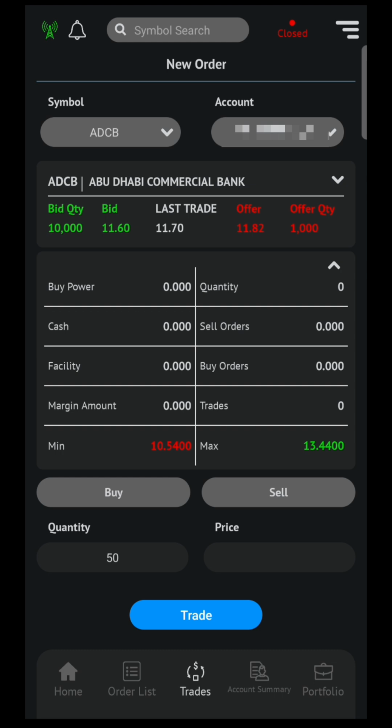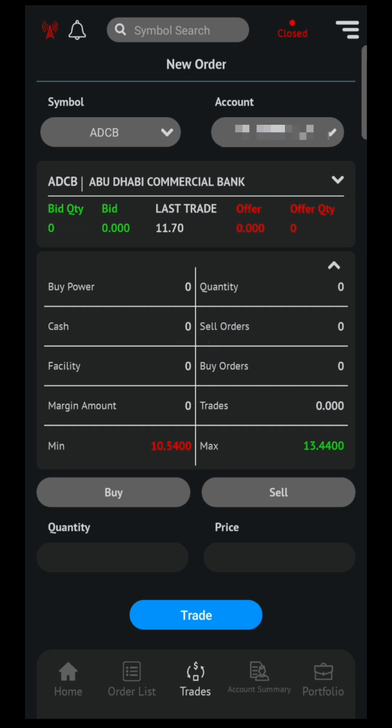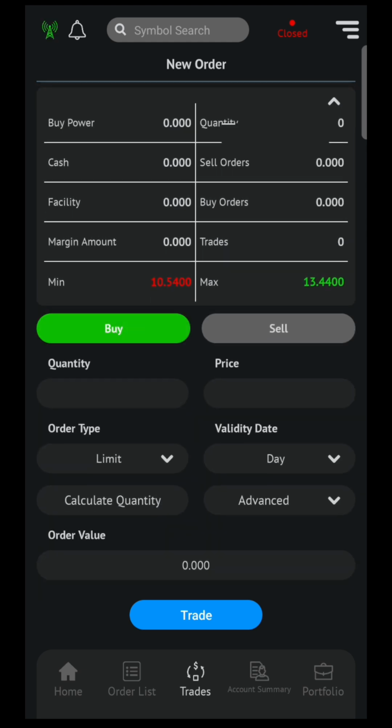See, for example, you can select one stock over here. Any stock you can select. Simply, I'm selecting ADCB. Okay, and I'm making a purchase order. You can select a buy order, or else a sell order. Suppose I'm holding the respective stock, we can do a sell order. I'm not holding it, so I'm making a buy order.